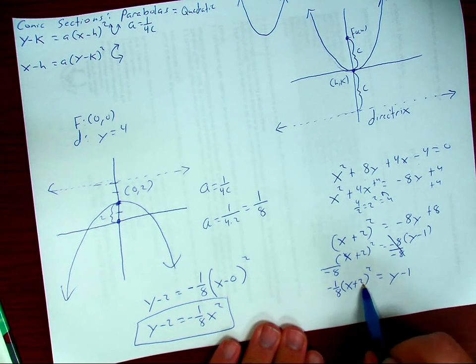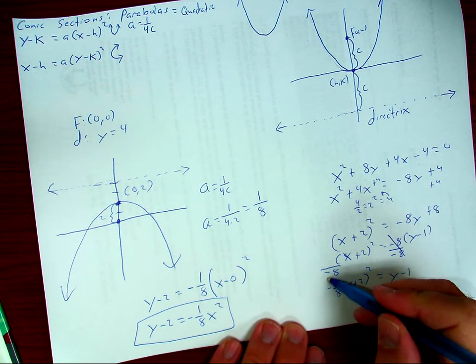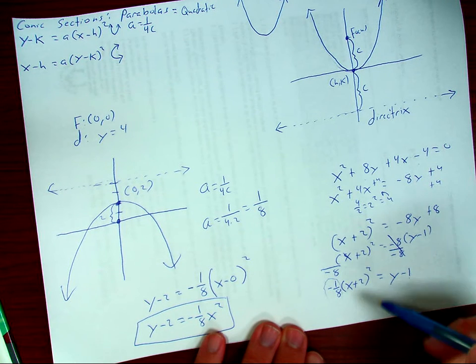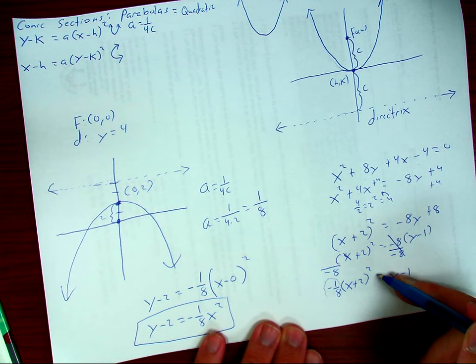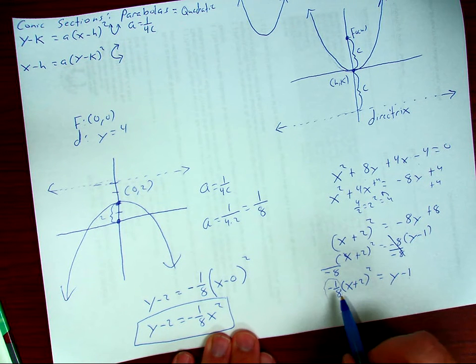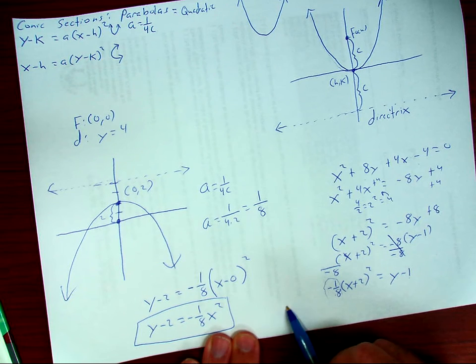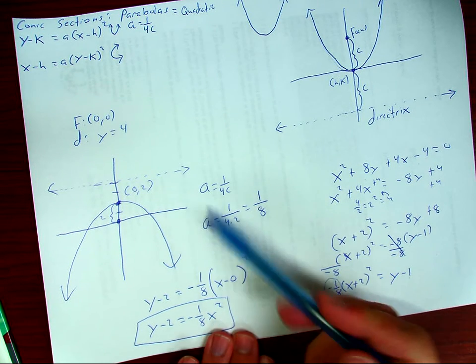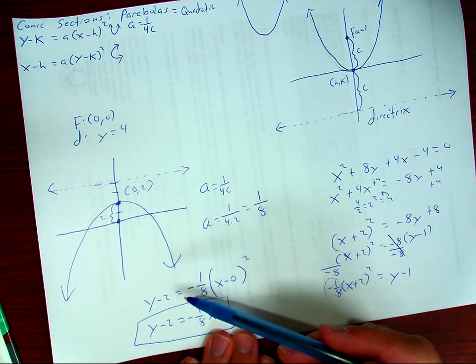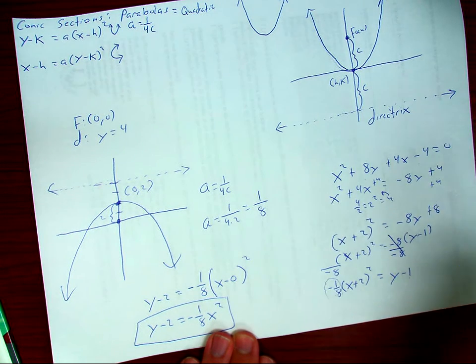So we have our h and k, -2 and +1, and we have our a of -1 over 8, telling us this graph is going to open downward. And we could easily find our focus and directrix by setting our a equal to 1 over 4c and solving for c. And then we can count up and down on our graph to figure out where our focus and directrix are and quickly sketch that out.